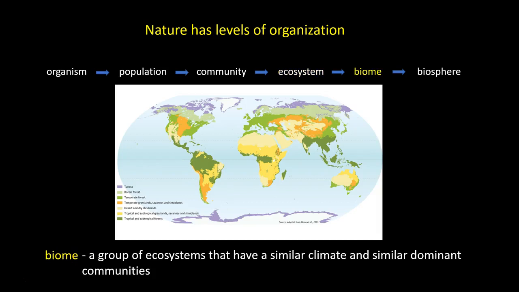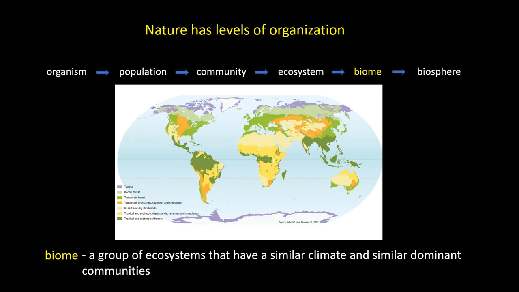Next up, we have a biome. A biome is a group of ecosystems that have a similar climate and similar dominant communities. This map of the world shows different biomes of the world. You can see that savannas, which are shown in yellow and which are a type of tropical grassland, can be found on several different continents, including Africa, Australia, and South America.